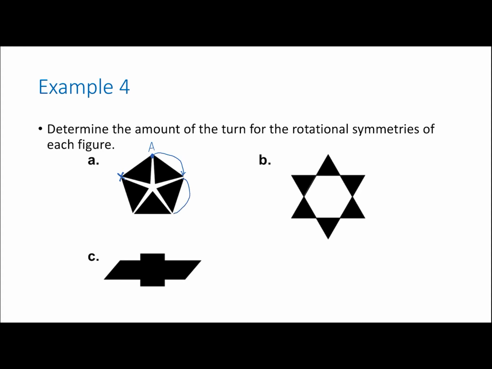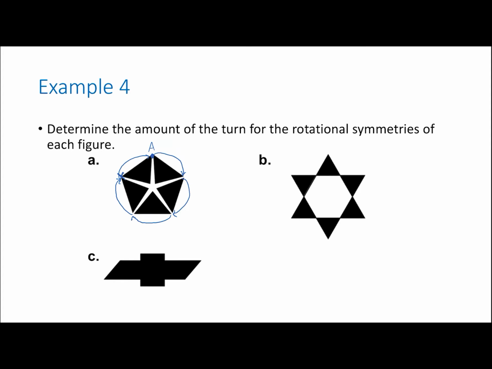And then I could do that again where I rotate point A down to here. And then I could do that again to where I rotate it to there. And then I could do it again to where I rotate it here. And then if I did it one last time, I would get it back to the top. And so this does have rotational symmetry.